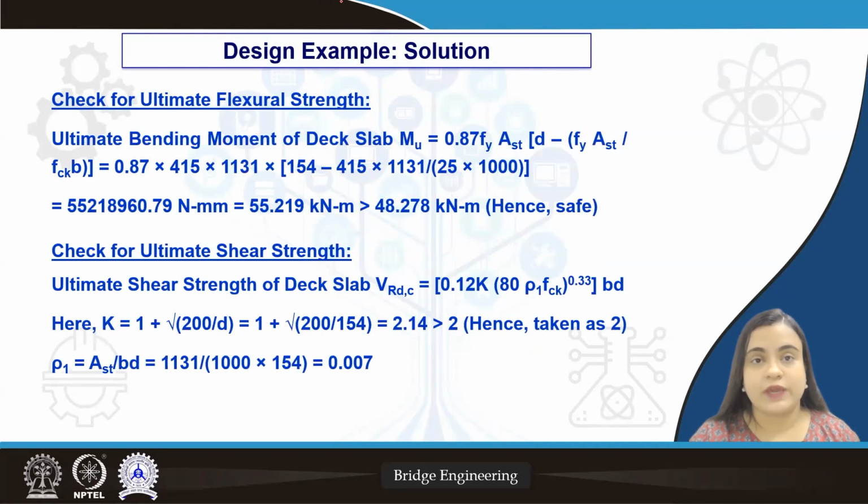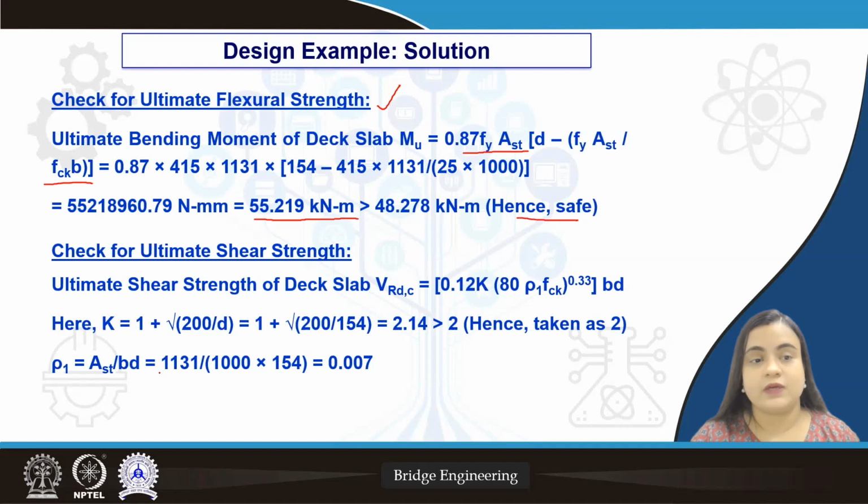Next, we are required to check for ultimate flexural strength. The ultimate bending moment of the deck slab MU equals 0.87 fy AST times small d minus fy AST by fck b. Once we apply the magnitude of all parameters, we will see that the ultimate flexural strength turns out to be 55.219 kilonewton meter, which is higher than 48.278 kilonewton meter.